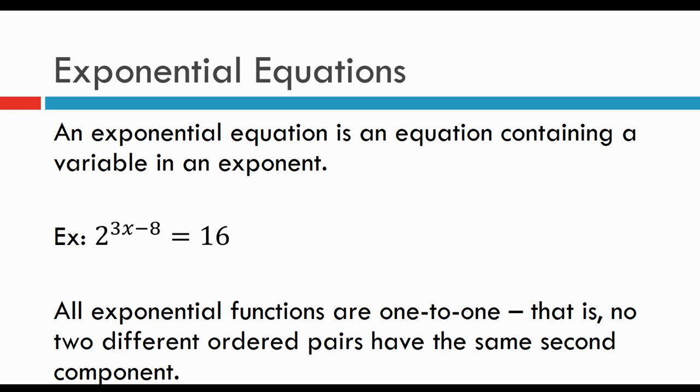An exponential equation is an equation containing a variable in an exponent. So if you have a variable in an exponent within an equation, that's what we're dealing with. Looking at this example, 2 raised to the 3x minus 8 power equals 16, we have an x as part of the exponent. All exponential functions are one-to-one. Remember, that means that no two different ordered pairs have the same second component.